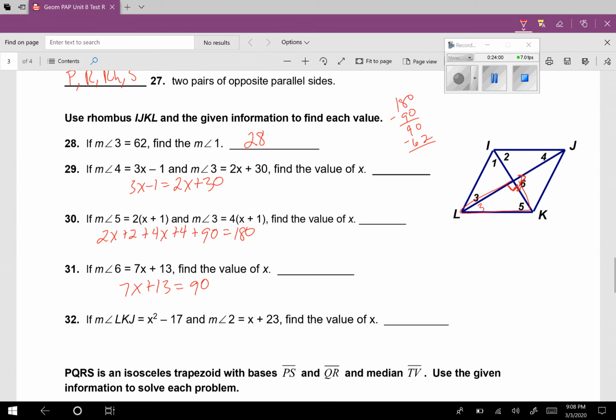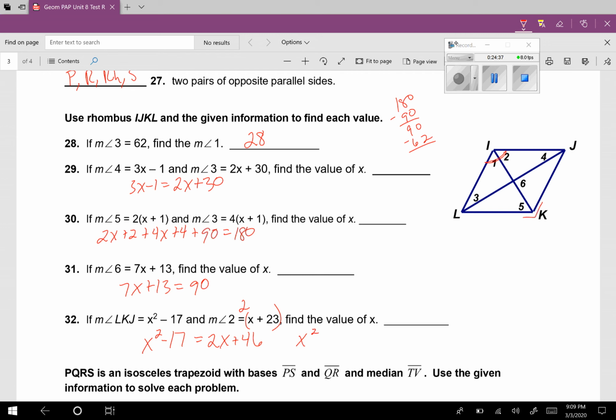32. It says if the measure of LKJ, so the whole corner, is x squared minus 17, and then the measure of angle 2 is that. Okay, find the value of x. All right, angle 2 is only half of it, so you have to multiply it by 2. And then they're opposite angles, so they will be equal. So x squared minus 17 is equal to, now I'm going to multiply this guy by 2, it's 2x plus 46.